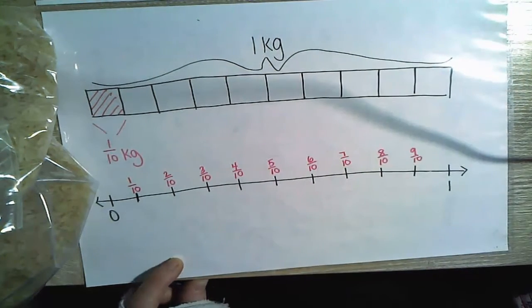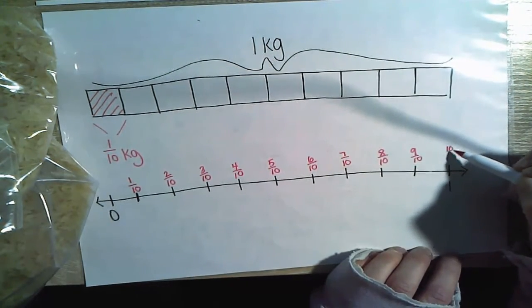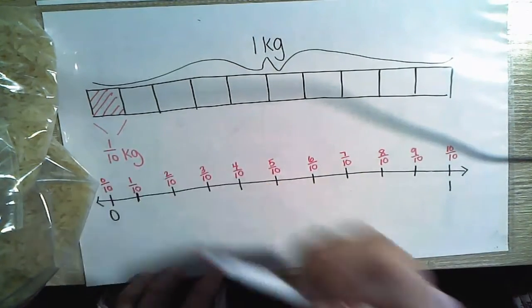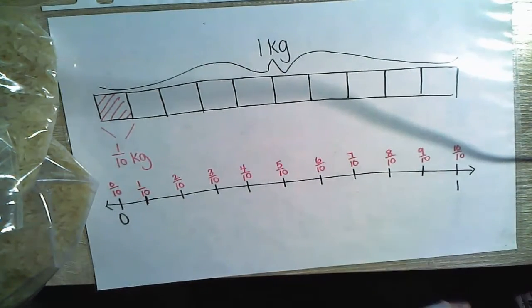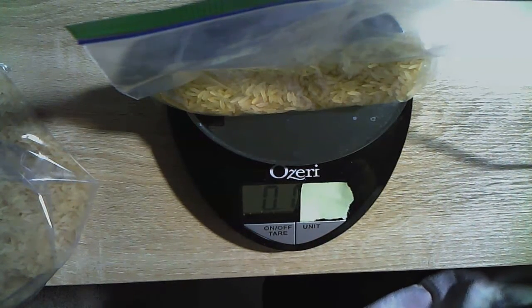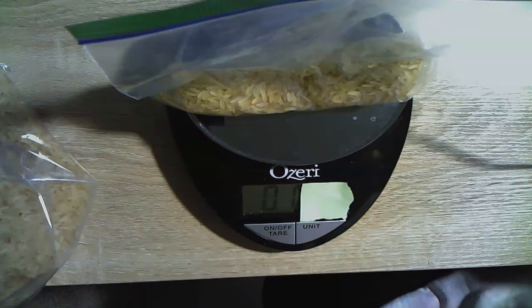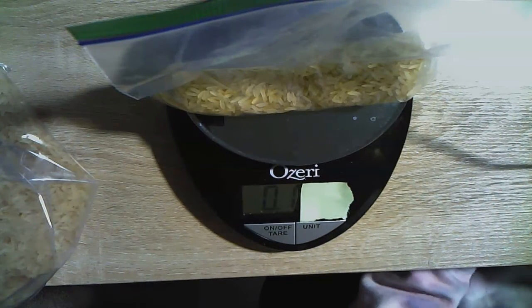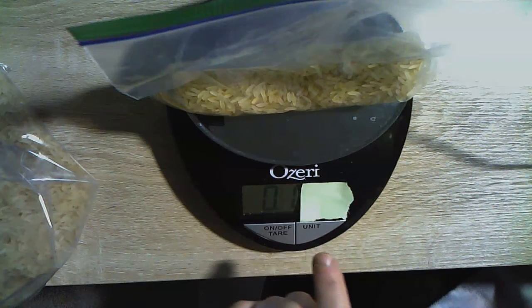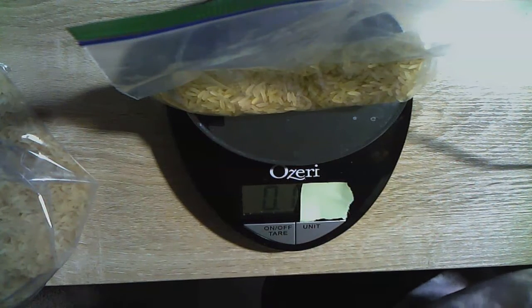And I know that 1 whole is equivalent to 10/10. I could even put 0/10 over my endpoint 0. As you can see, I put one of my rice bags on top of my scale to see what 1/10 of a kilogram looks like on the scale. It says 0.1 kilogram.